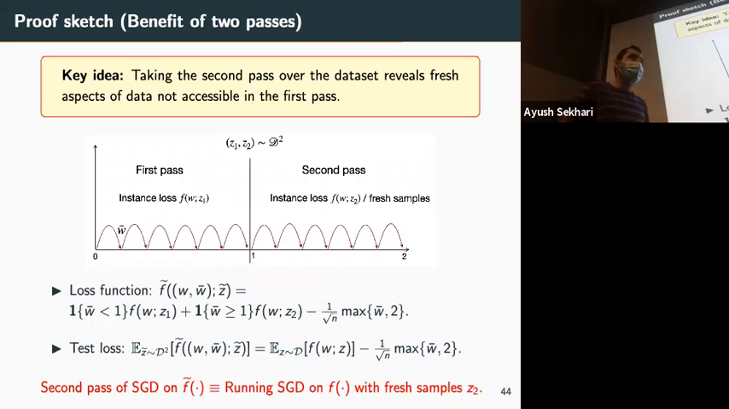Is Z1 and Z2 the same thing? So the same data set? Yeah, every data point has two parts, Z1 and Z2. Oh, every data point. Okay. And in the first pass, you only get to see the Z1 part. And in the second pass, you get to see only the Z2 part. What does it mean in terms of the semantic meaning of a data set? Like what is Z1 and Z2?